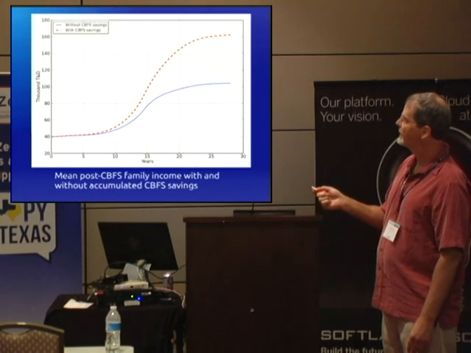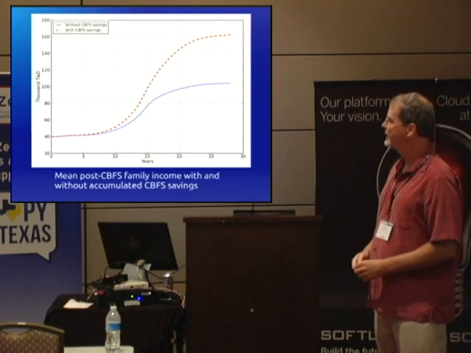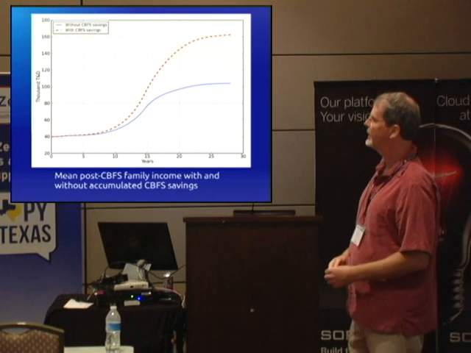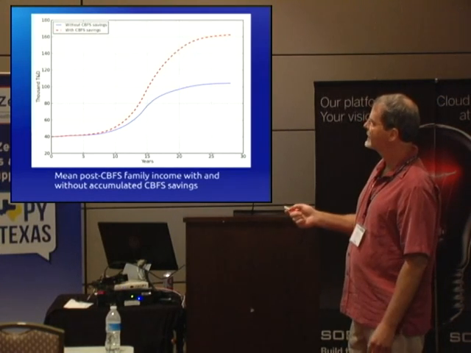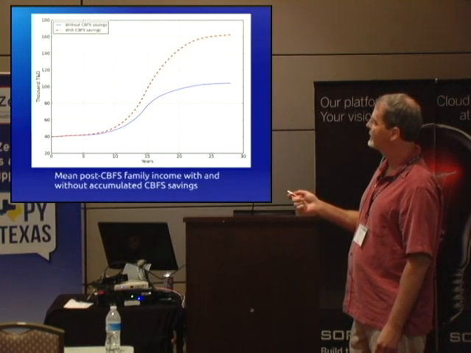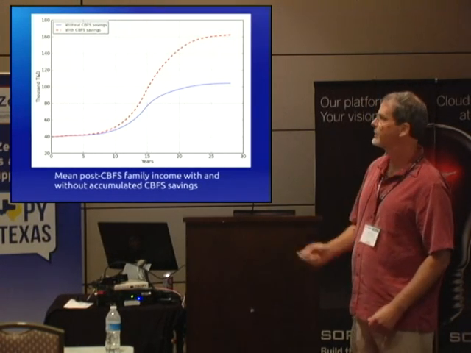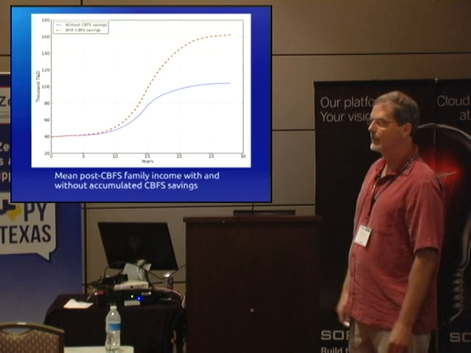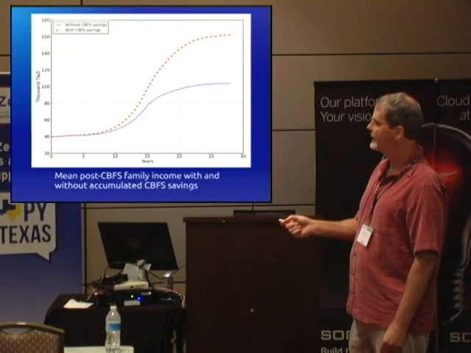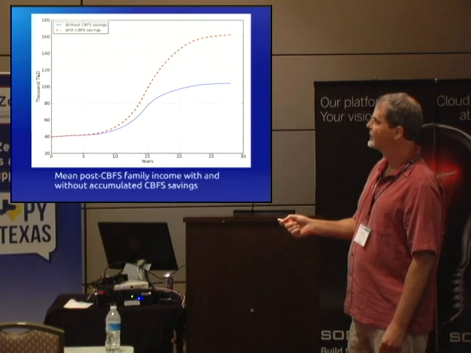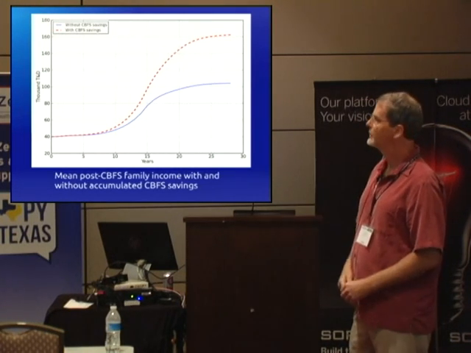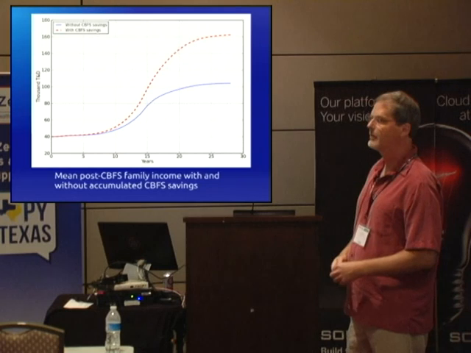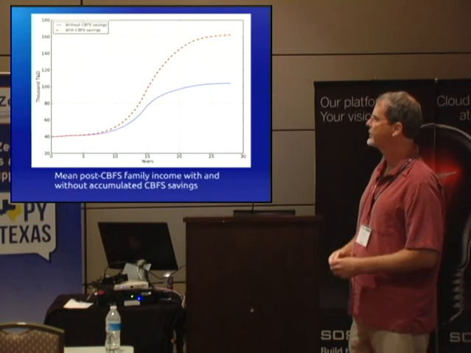This solid blue line is the mean post-CBFS family income. It rises over time, and then by the end of the 28-year simulation period, has reached a level just over $100,000. So if your starting income was down here somewhere, for example, in the first year, the mean family income rises by about 260% or so.